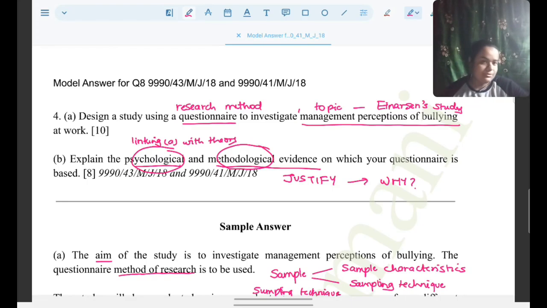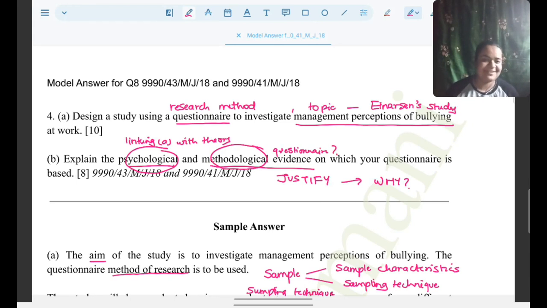When it comes to methodological evidence, you need to justify the research method outlined. In this case, it was questionnaire. So why was it a good idea to use questionnaire? They've asked you to use a questionnaire, but you're the one who's going to have to justify why it was used. Or if you have selected a method, why did you select that method? So this part is all about justification.